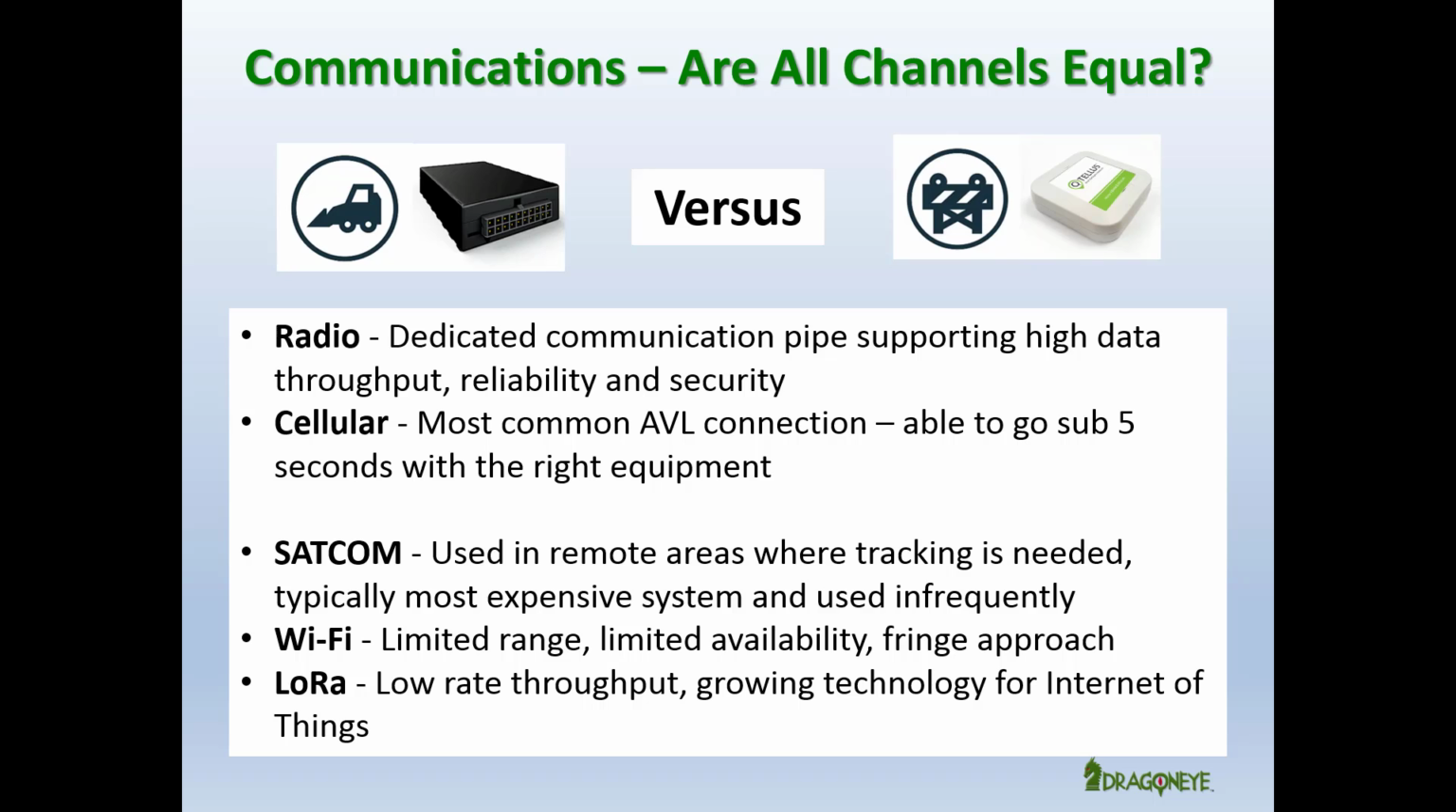However, there are some less used communication channels. SATCOM, or satellite communication, used in remote areas where tracking is needed, typically the most expensive system and used infrequently. Think north of the Arctic Circle airport, where an airport manager is trying to keep track of his assets. Wi-Fi, limited range, limited availability, fringe approach for pretty much anything other than indoor tracking. LoRa, or long range, low rate throughput, growing technology for the Internet of Things.